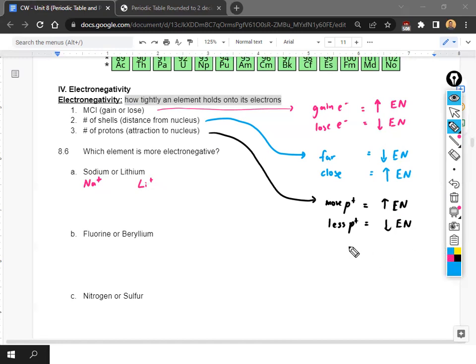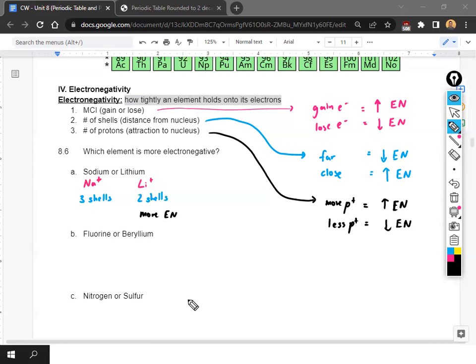Number of shells. How many shells does sodium have? 3. Okay. And how many does lithium have? 2. Okay, so what this tells us is that lithium's valence electrons are closer to the nucleus than for the sodium, right? Because sodium's valence electrons are 3 shells away, whereas lithium is only 2 shells away. So which one do you think holds the electrons more tightly? Yeah, lithium. This one is going to be more electronegative because the valence electrons are closer to the middle.